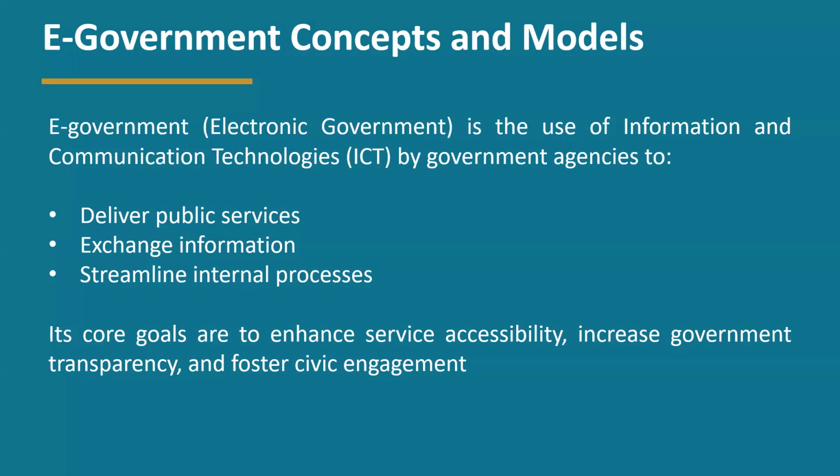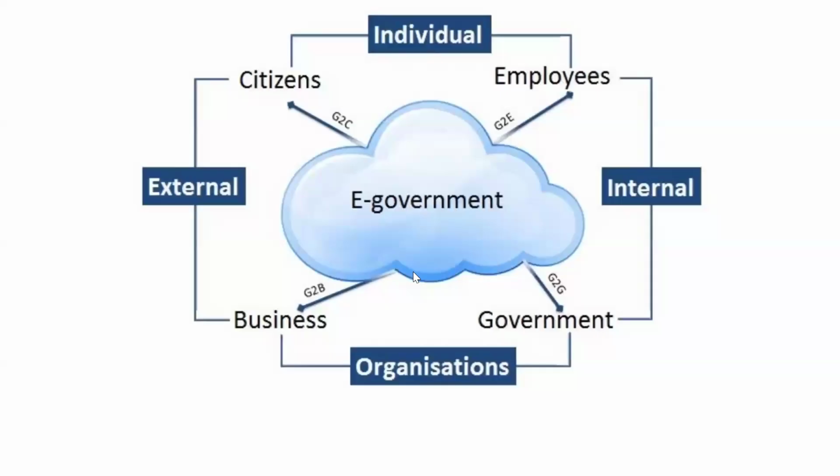about information security. So e-government is electronic government, using information communication technologies by government agencies to deliver services, because government agencies are delivering services, exchanging information and also streamlining internal processes. All of these goals are important to enhance accessibility, increase government transparency, and also foster civic engagement.